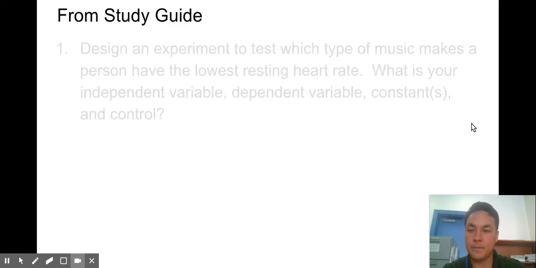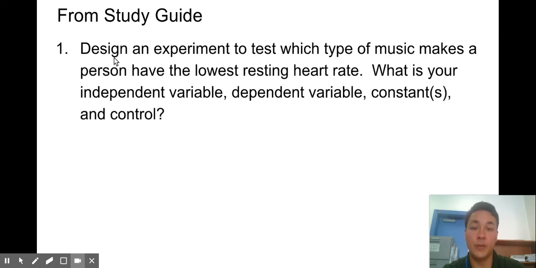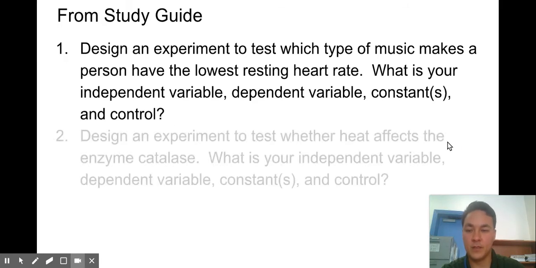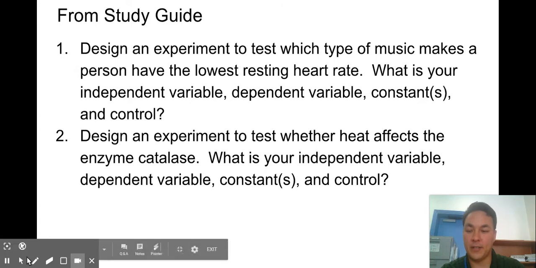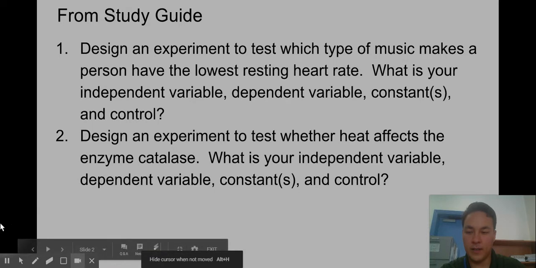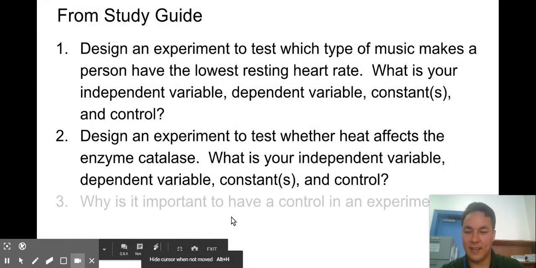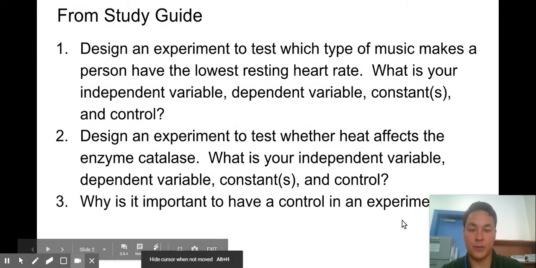So let's go. From the study guide, can you design an experiment to test which type of music makes a person have the lowest resting heart rate? What is your independent variable, dependent variable, constants, and control? Another question, can you design an experiment to test whether heat affects the enzyme catalase? What is your independent variable, dependent variable, constant, and control? And then number 3, why is it important to have a control in an experiment?